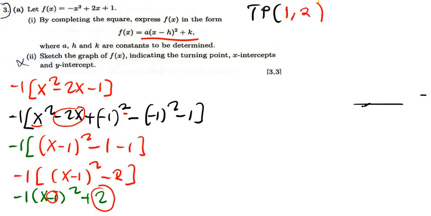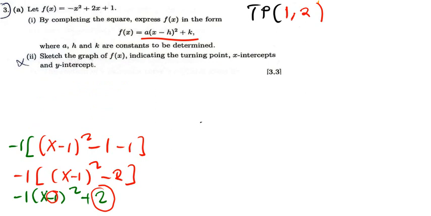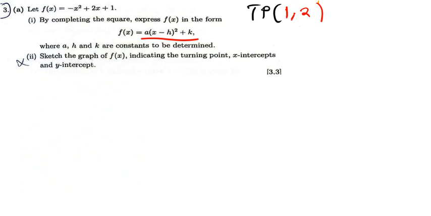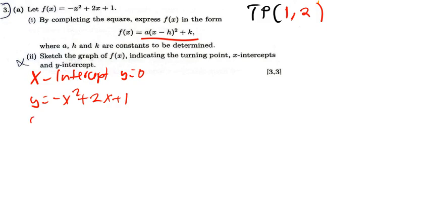After finding that, the question continues to say we need to indicate the turning point, which is what we have found there, and the intercepts, which are the y and x intercepts. Let's first find the x intercept. How do you find the x intercept? To find the x intercept, set y equal to 0. The equation is y equals negative x squared plus 2x plus 1. So you equate y to be equal to 0.